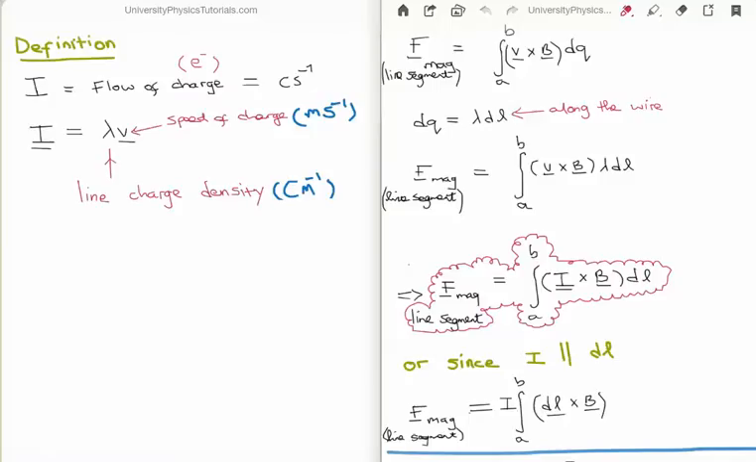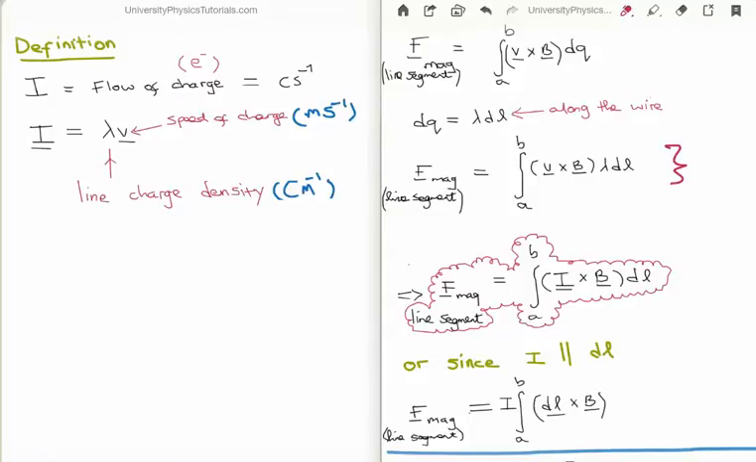So, once again, I'm going to try and calculate the Lorentz force associated with this particular quantity. So we want to calculate the magnetic force of a line segment of charge, or basically a wire, I suppose, really. So we integrate v cross B dQ. But we know that dQ is the line charge density multiplied by the infinitesimal length along the wire. And that itself can be written in the following way.